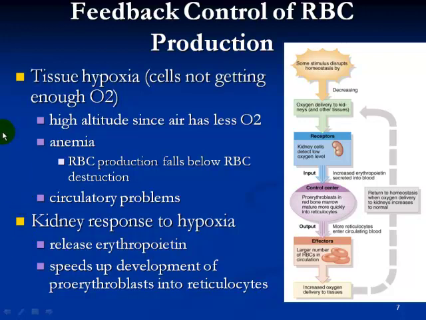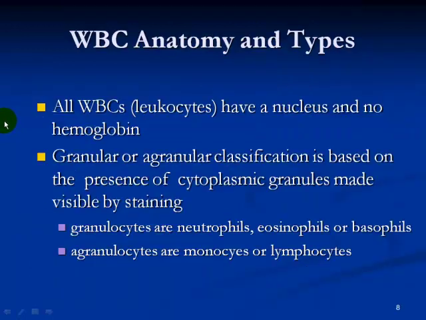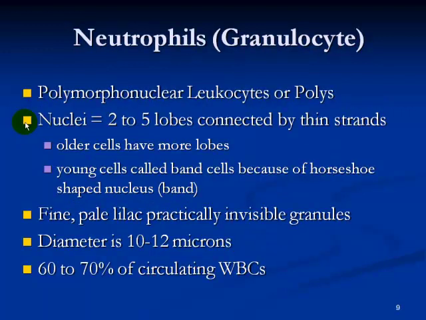And on the right here, you see the process, the feedback process. Now, the white blood cell anatomy and types, right? All the white blood cells have a nucleus, but they don't have any hemoglobin. They can be either granular or agranular, based on the presence of those cytoplasmic granules. And again, the granulocytes are the phils: neutrophil, eosinophil, and basophil. And the agranulocytes are the ones that are either the monocytes or the lymphocytes. So you should read about each one of the different types of cells.